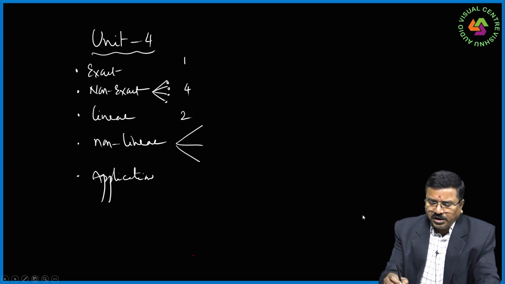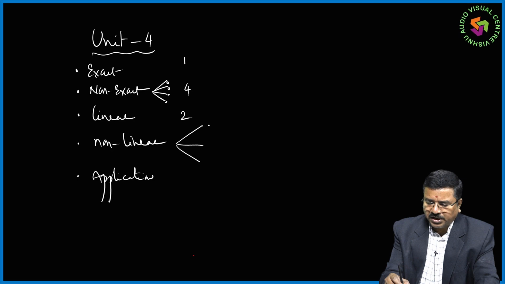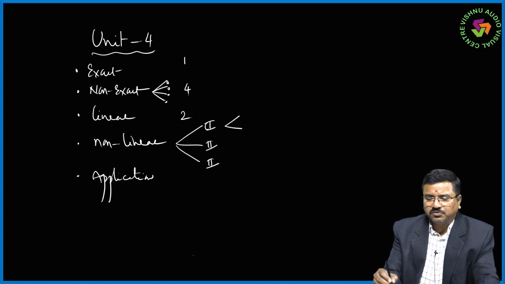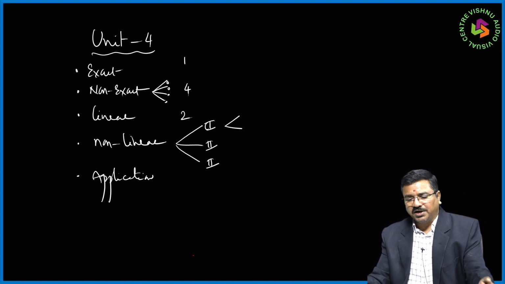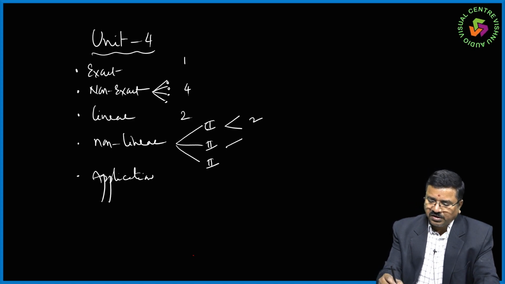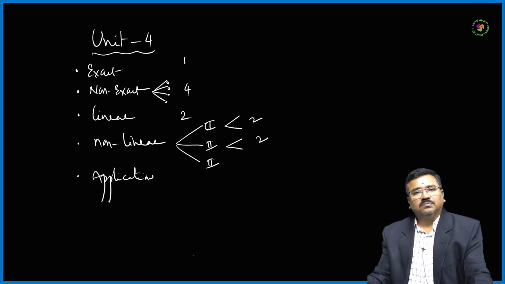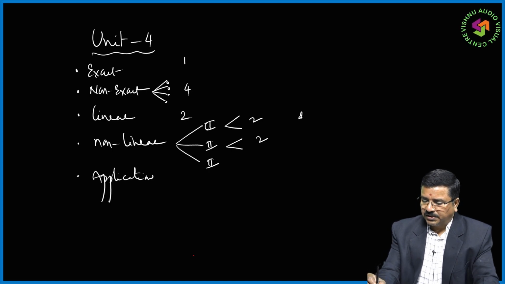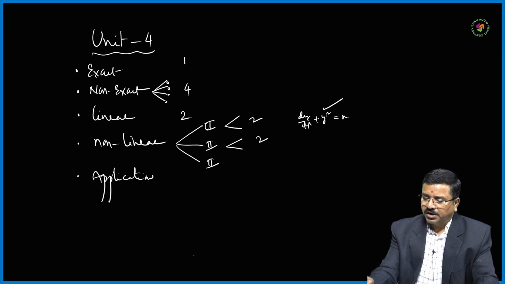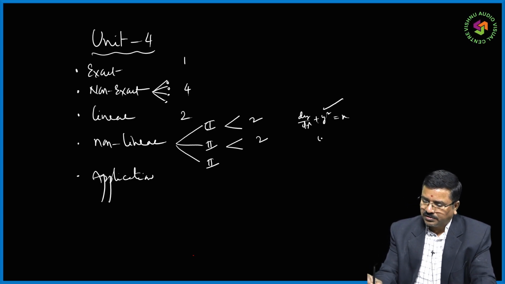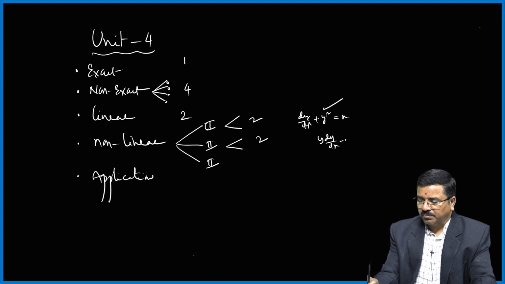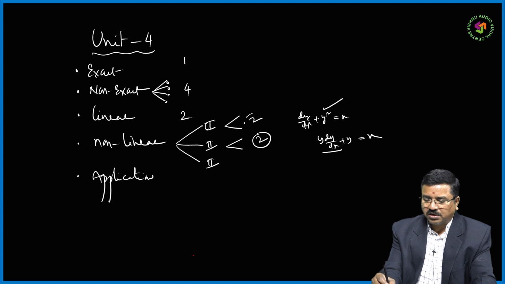So here, non-linear: let us say this is type 1, this is type 2, this is type 3. In type 1 also we have two types of problems, in y and x and in x and y. Here also you will get two types of problems. For example, dy by dx plus y square is equal to x, because of degree more than 1 in y. The second model is the y dy by dx type of problem, and in this also we have two types of models.